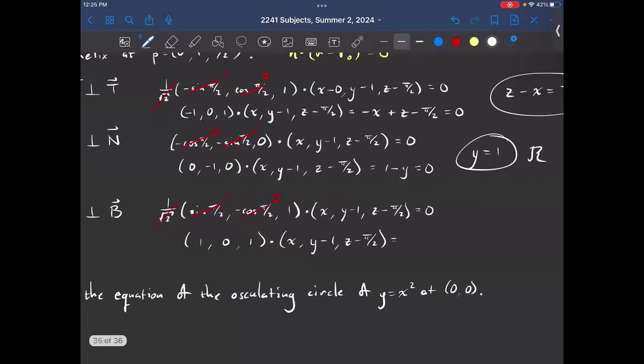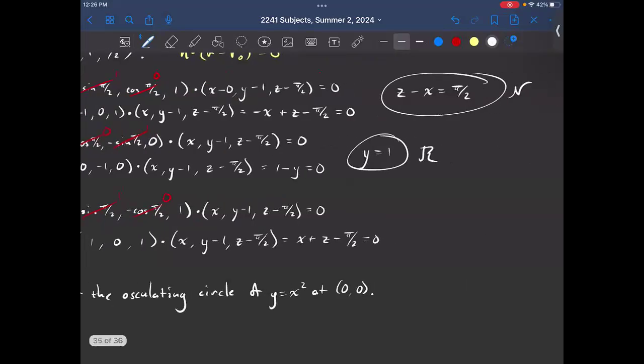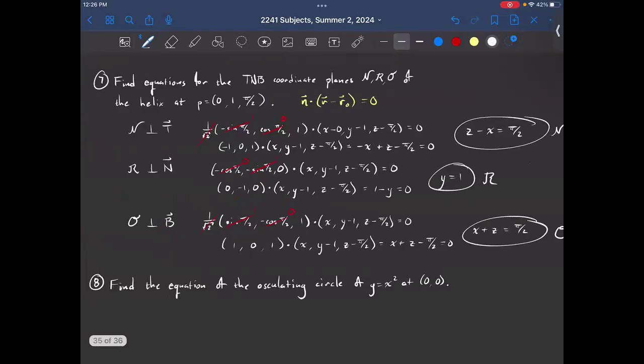All right, and now this is almost like the normal plane, except we don't have a negative x. We have x plus z minus pi over 2 equals 0. And so our osculating plane is given by x plus z equals pi over 2. All right. And so those are the equations for the t and b coordinate planes. So all we really needed to do was find t, n, and b, and then we use those as normal vectors to the planes with our standard vector form for a plane. Okay.